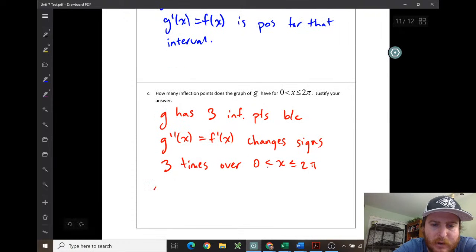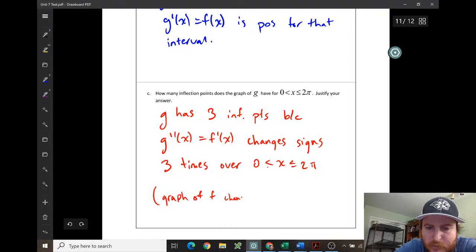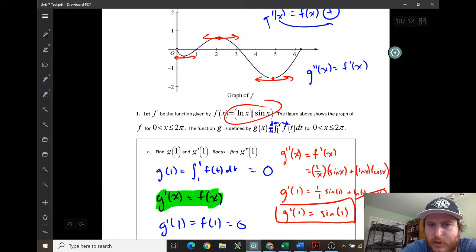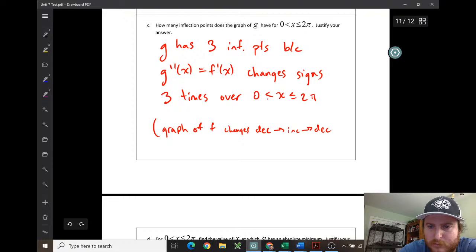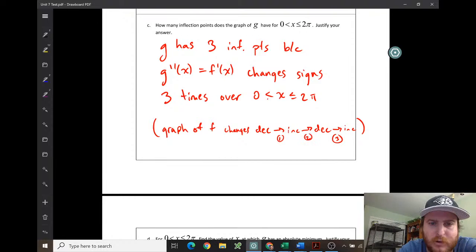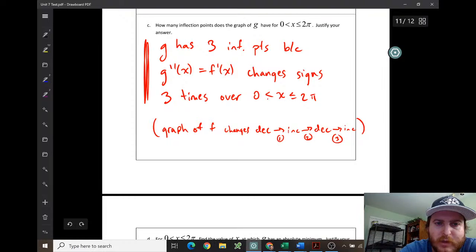If you really wanted to add, like, the graph of f changes from decreasing to increasing to decreasing, right? Decreasing, increasing, decreasing, increasing. So that was like 1, 2, 3 times. You could have written something like that. Honestly, I think you're making it more complicated for yourself. That's full credit and is nice and concise.